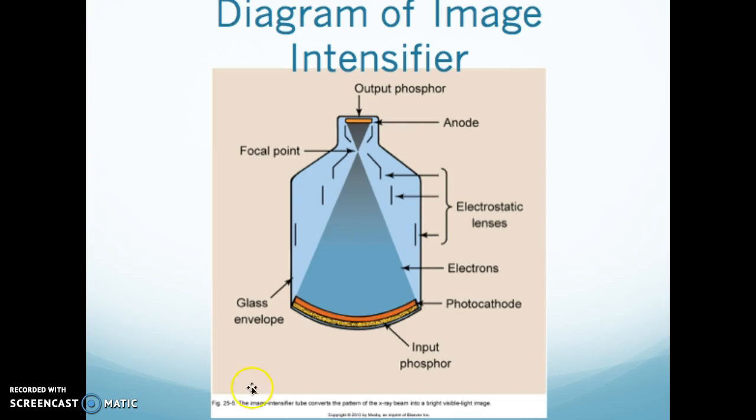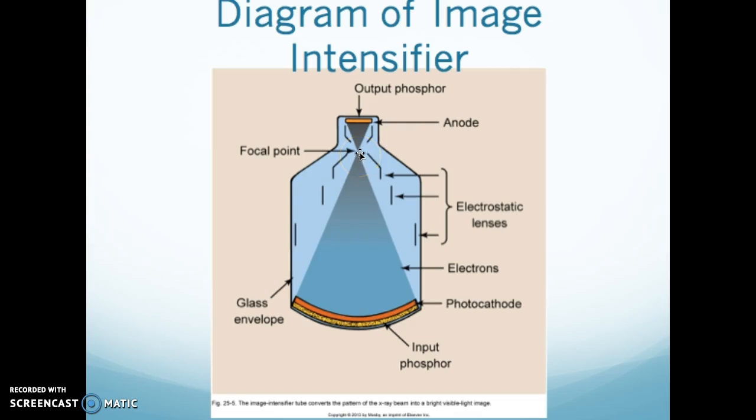We've got the X-ray photon coming in to the input phosphor. The input phosphor is going to convert the X-ray to light. It's going to hit the photocathode. The photocathode is going to take that light and convert it to electrons. The electrons are going to come out of the photocathode. They're going to be accelerated by the anode with 25,000 volts across the tube, which is 50 cm long. You have these electrostatic lenses, which are applying a charge that's going to take this beam and make it narrow to come to a focal point.